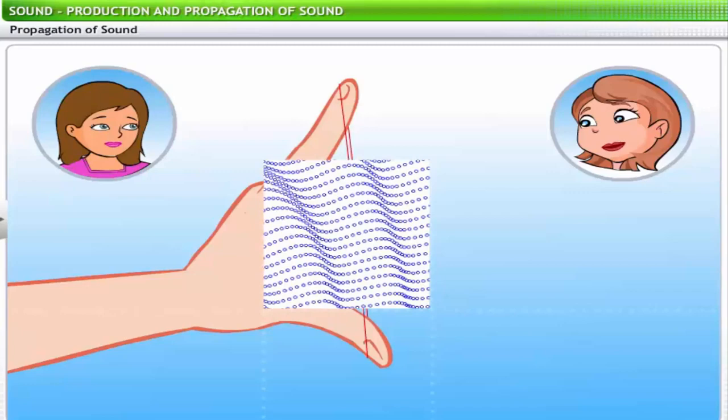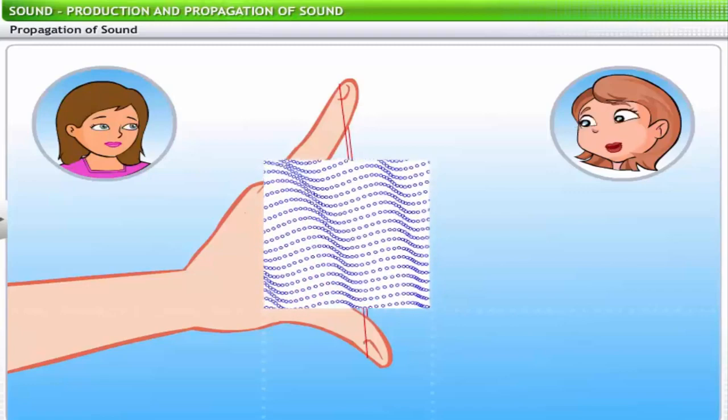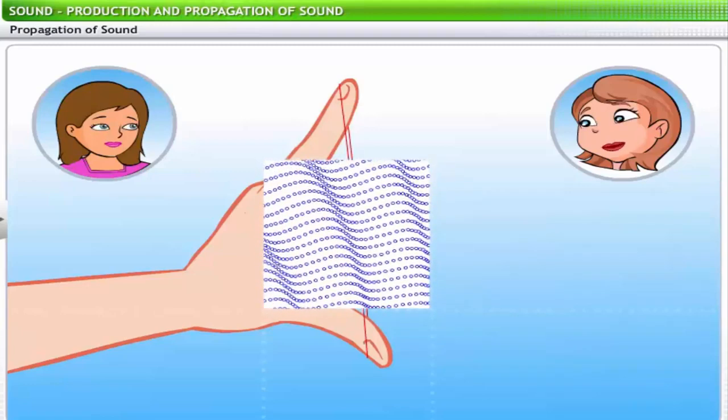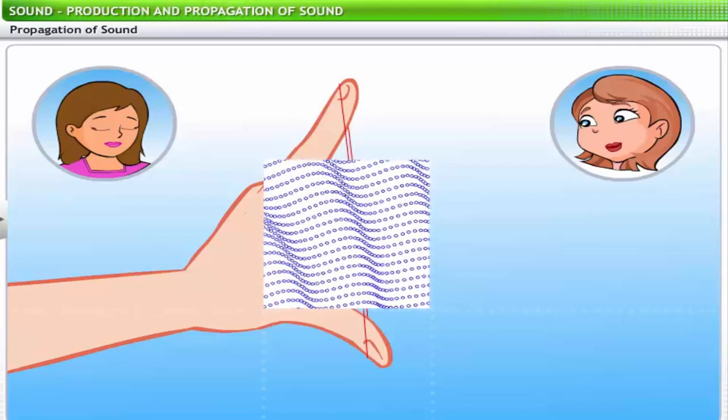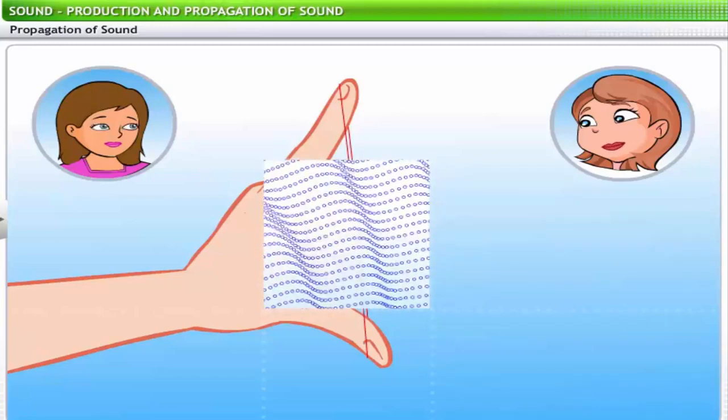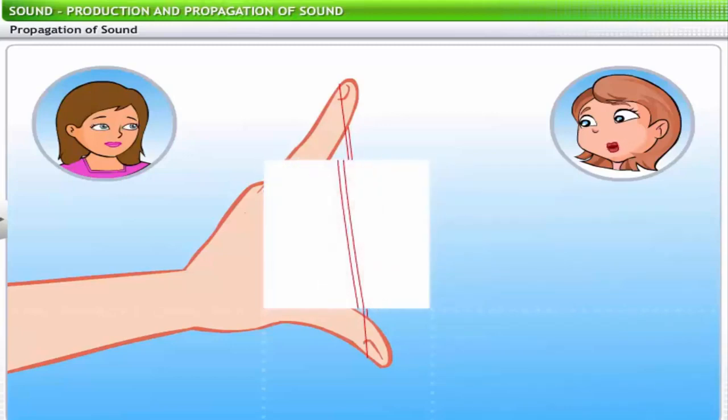Thus, now another set of particles of air between the vibrating rubber band and the listener are in a state of vibration. These particles vibrate in a direction parallel to the line joining the rubber band and the listener. They in turn displace neighboring particles before returning to a state of rest.